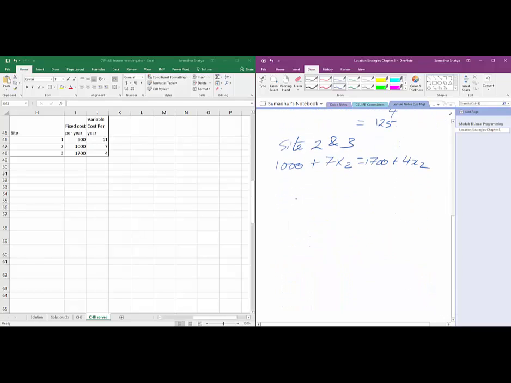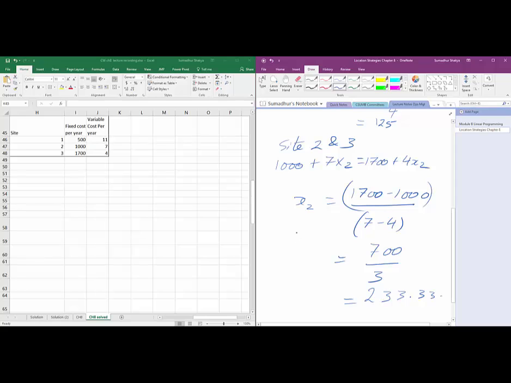At this point, x2 would come out to be, going by the same process as before, 1700 minus 1000 divided by 7 minus 4. Now this is the calculation we can also put in Excel. So this will become 700 divided by 3 equals 3, 3 2s are 6, 3 3s are 9, 3 3s are 9.33, and so on.